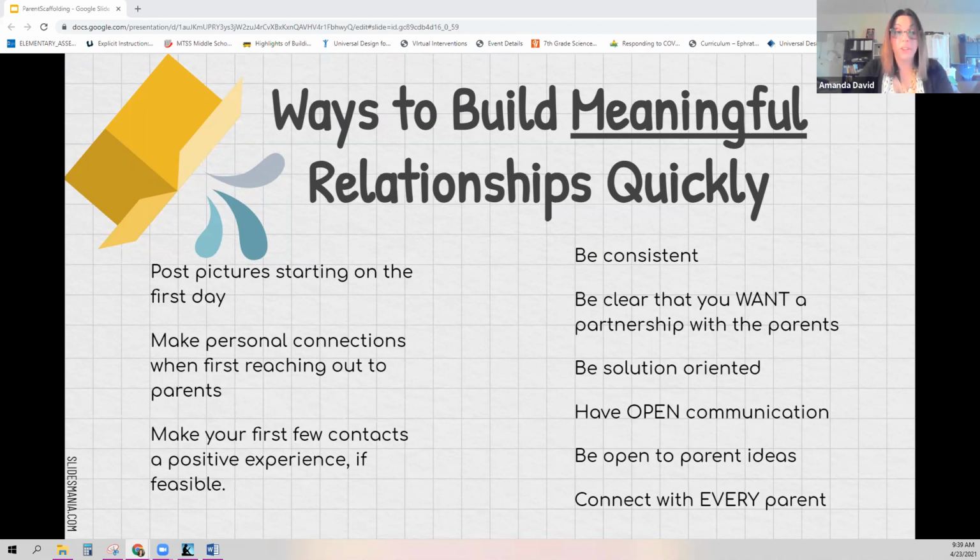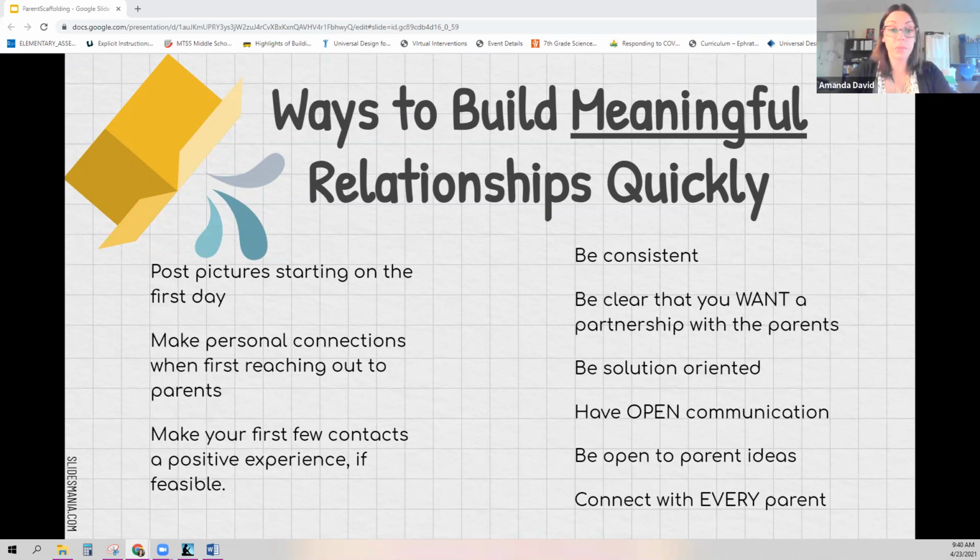When you are making your first few contacts, make it a positive experience if it's feasible. Obviously, if you need to reach out to a parent due to an issue, it may not be the most positive conversation. However, if you show the parents that you are going to be communicating with them during the good times as well as the bad times, and not just when there's a problem, the parents are going to be more receptive to your contact.